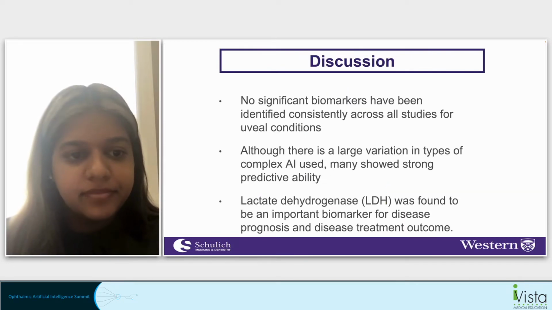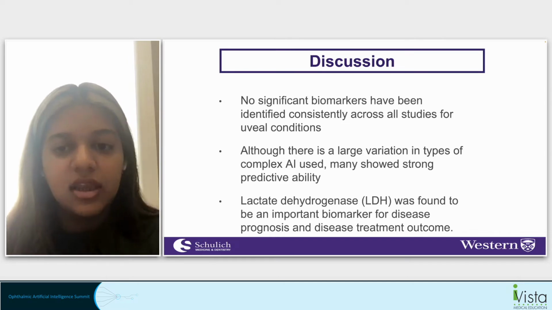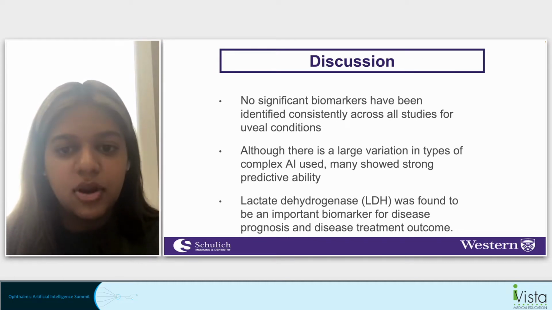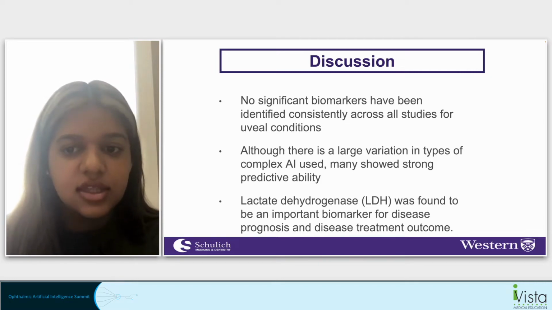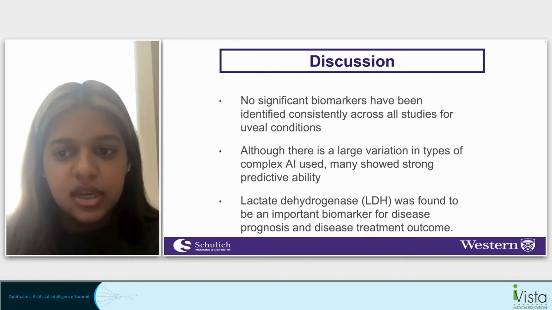Although all except one study found significant biomarkers for their respective study objective, highlighting the value of AI in this field, there is little to no overlap in the specific biomarkers found to be significant that allow for definitive conclusions to be made. The only overlap was that of lactate dehydrogenase in 50% of the uveal melanoma studies.